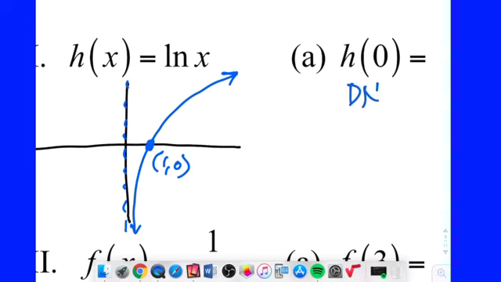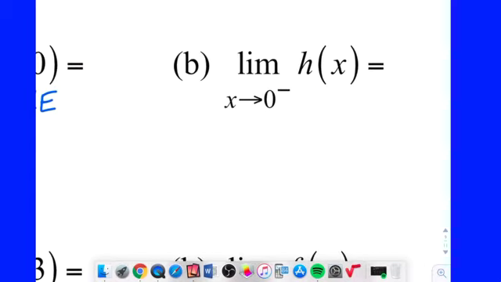Does not exist. Good. You can only take logs of positive numbers. There's a vertical asymptote there, okay? So the function value doesn't exist. Letter B, what is the limit from the left of 0?